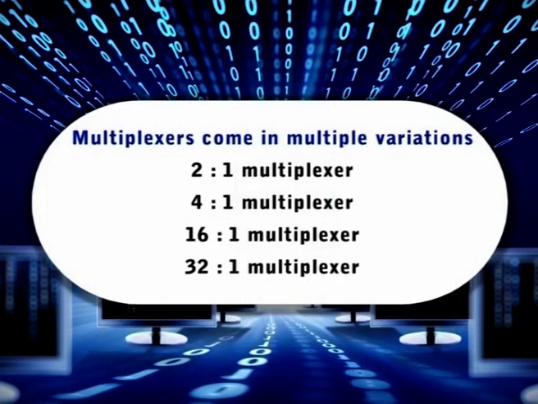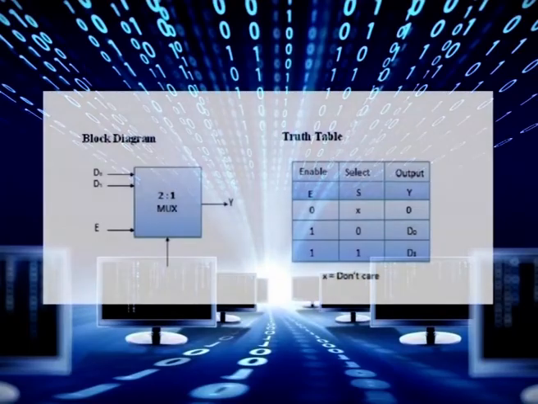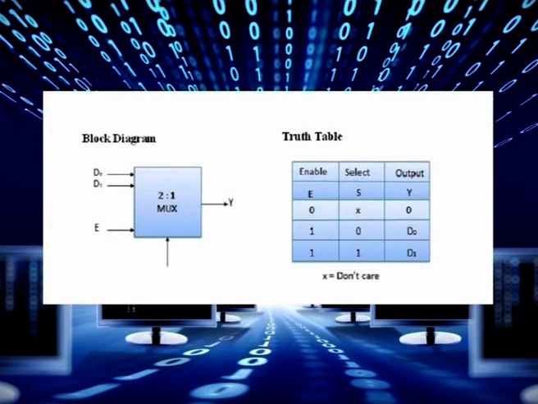Multiplexers come in multiple variations. We have 2:1 multiplexer, 4:1 multiplexer, 16:1 multiplexer, 32:1 multiplexer. In a 2:1 multiplexer, we have two inputs, one select input and one output. This is the block diagram of a 2:1 multiplexer along with its truth table.